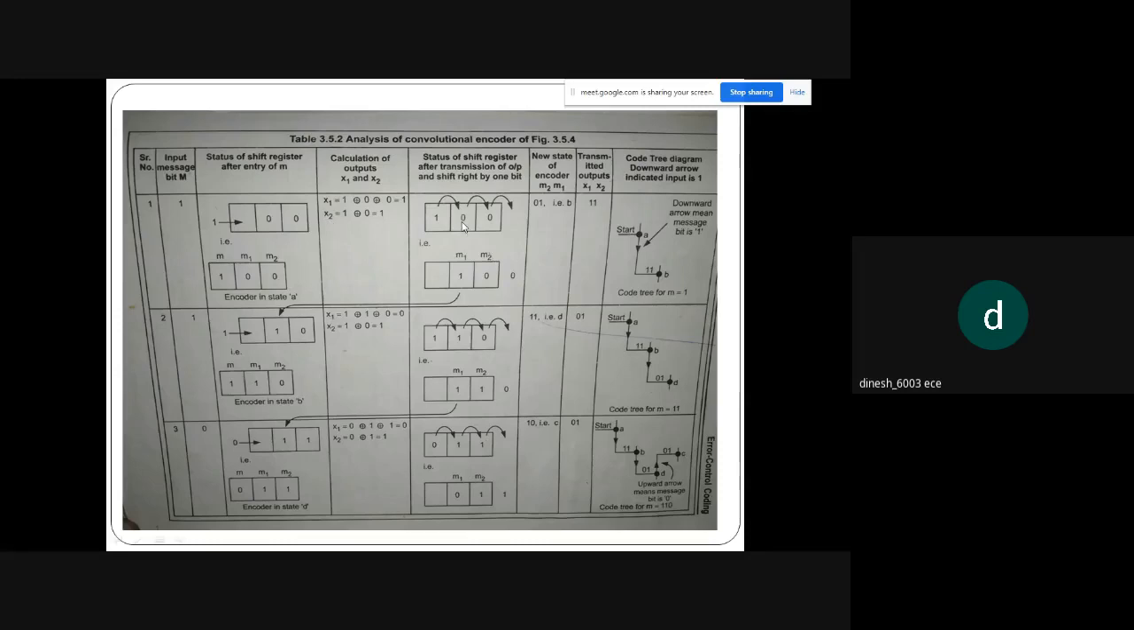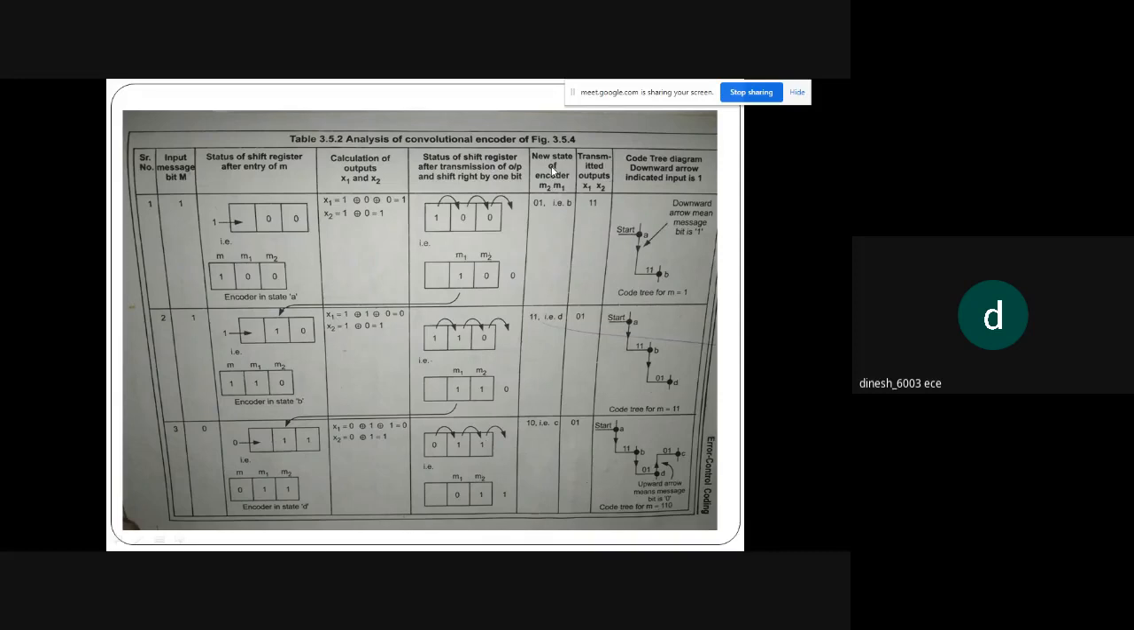Then I am making a right shift by 1 bit. So this 0 will go out. The remaining will be, in the place of m1, 1, and in the place of m2, 0. So this 1 0 is the encoder state B. Okay, this is the encoder state B.